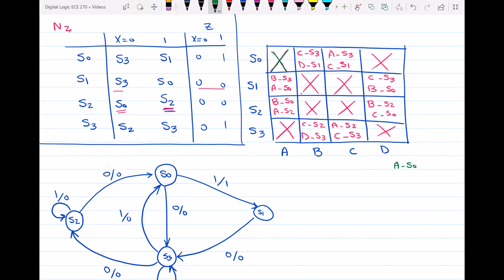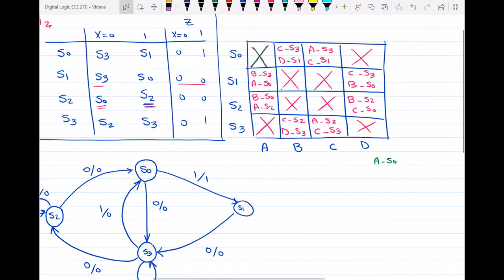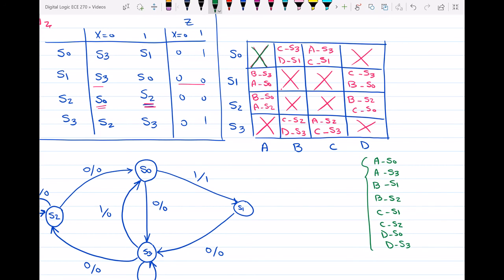Okay, so I will write them down here. We have A S0, A S3, B S1, B S2, C S1, C S2, D S0, and D S3. So these are the states that can never be equivalent with each other. I'm going to look into the conditions that I put out there, and if I have any of these conditions, I'm going to cross that cell out, so that can never happen.